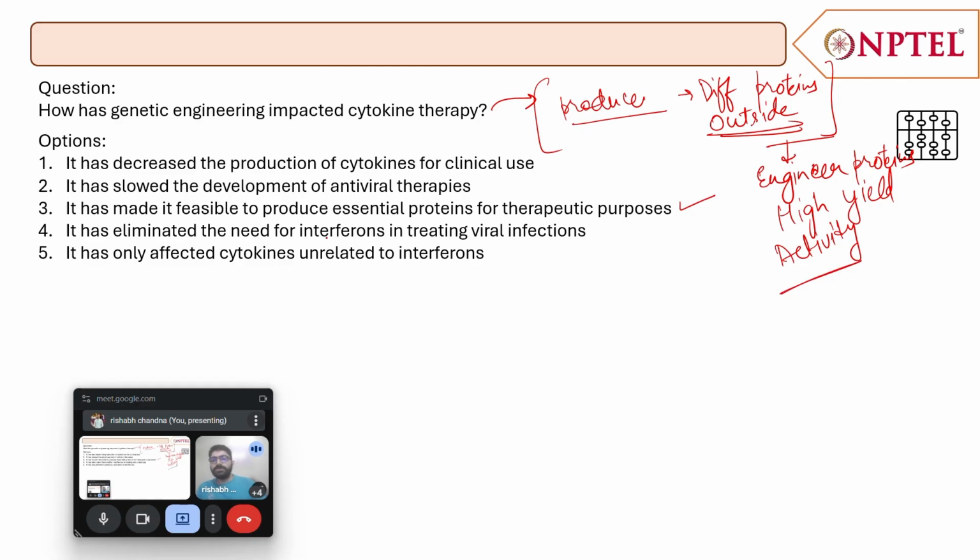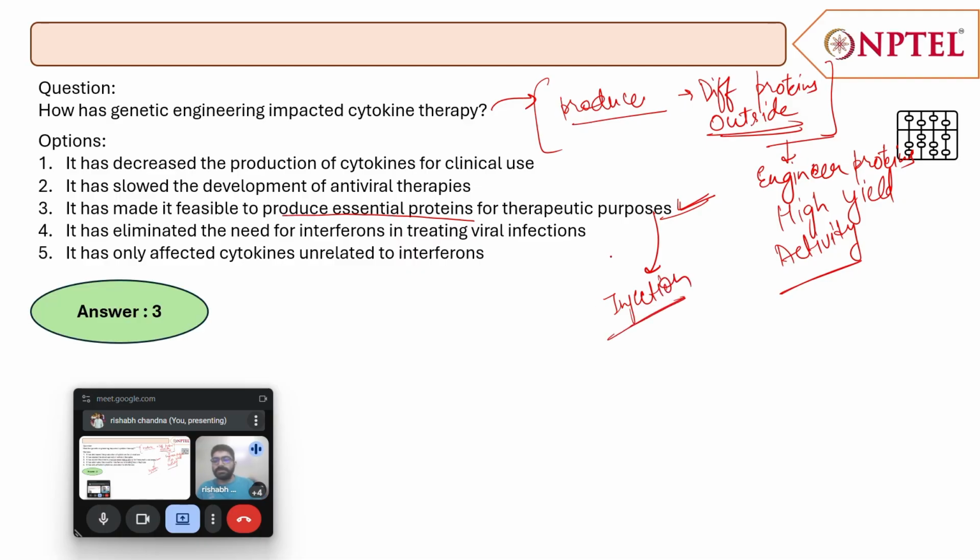Okay, so genetic engineering has made it feasible to produce essential proteins for therapeutic purposes, and it can be given as an injection to the body. So yes, the correct answer is option number 3. Okay, so any doubt in this particular question?